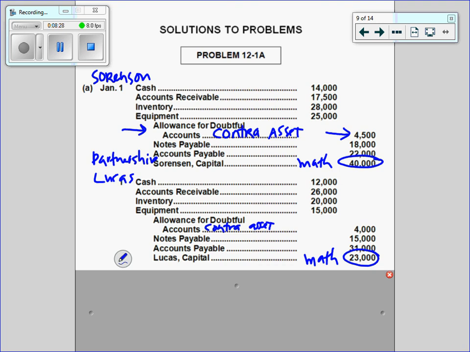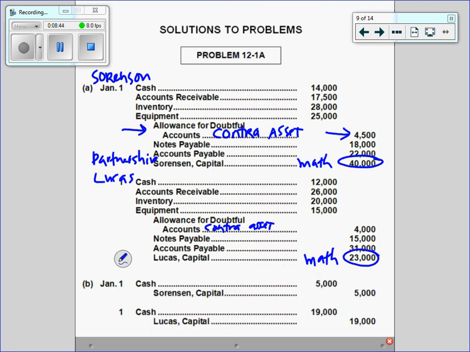They did make two additional investments. Further, it is agreed that Sorensen will invest an additional $5,000 cash, and Lucas will invest an additional $19,000 cash. So they end up being just another couple of entries. The business cash goes up, and so does the value of the capitals. So each partner is contributing a little bit more of personal cash to the business.